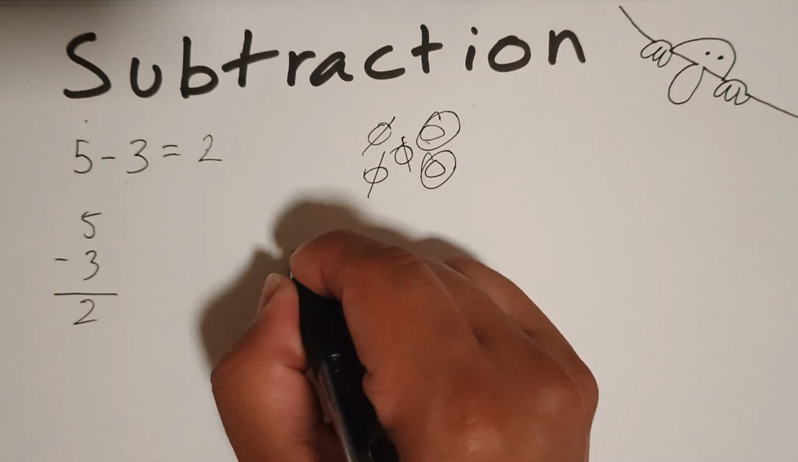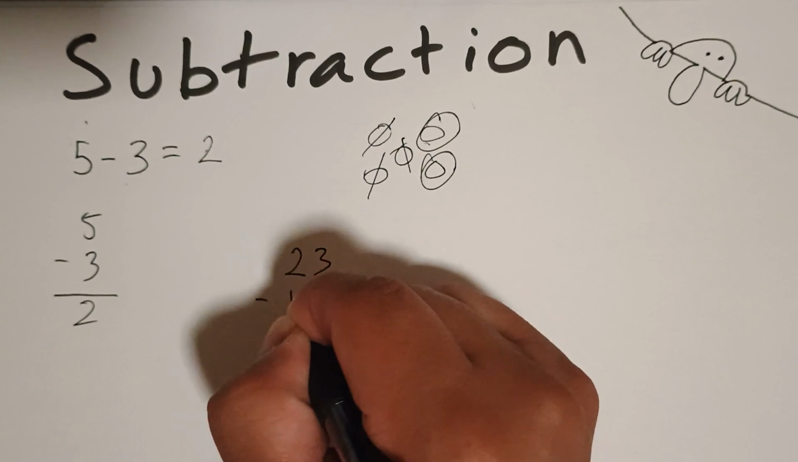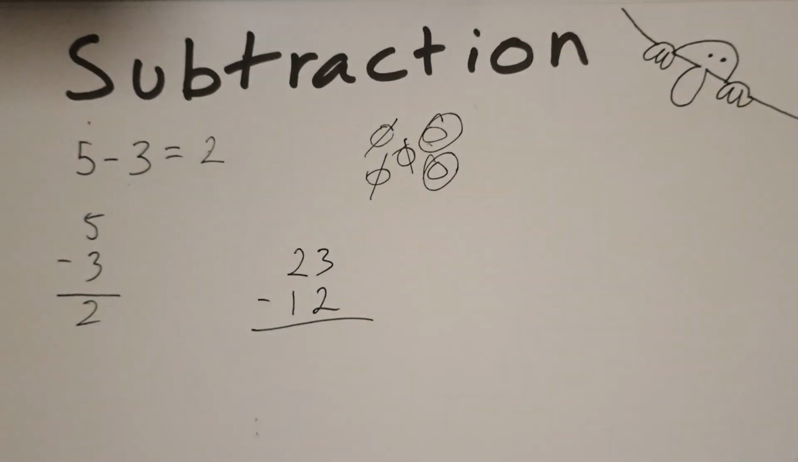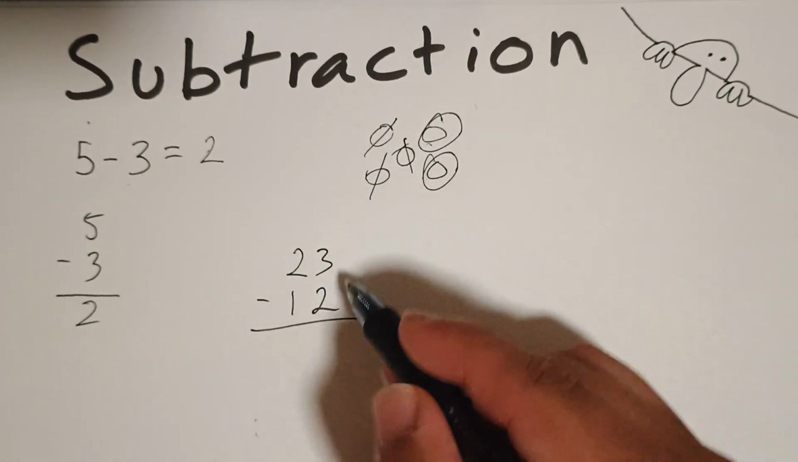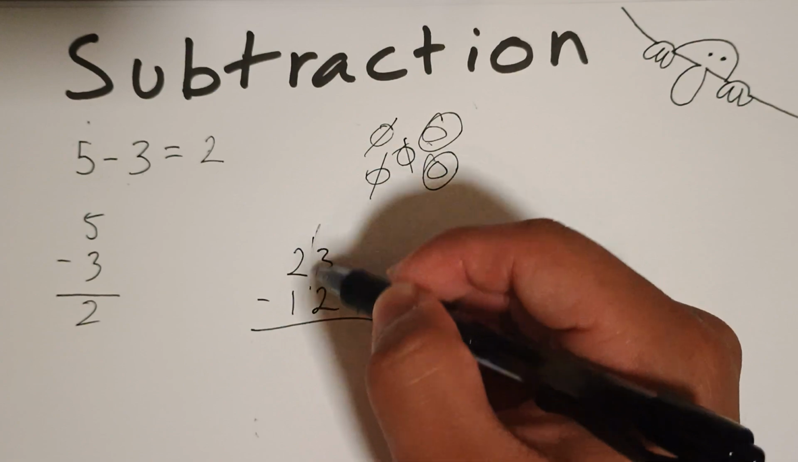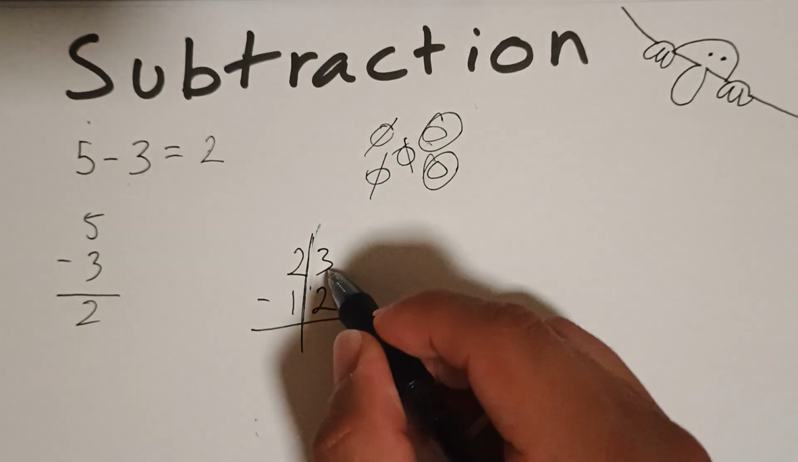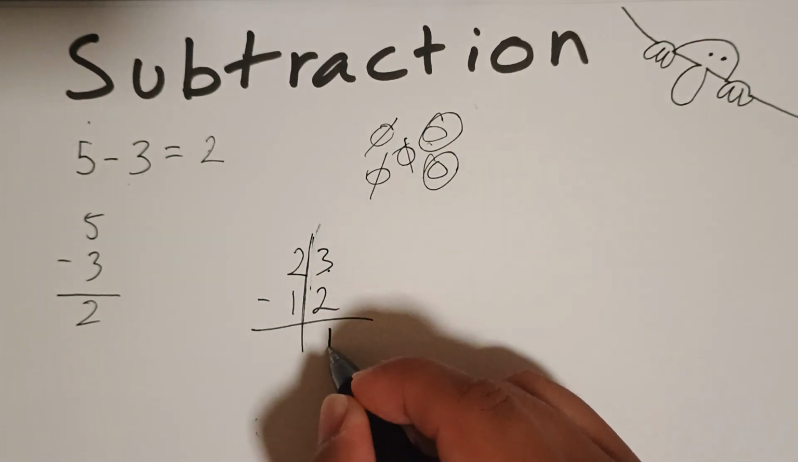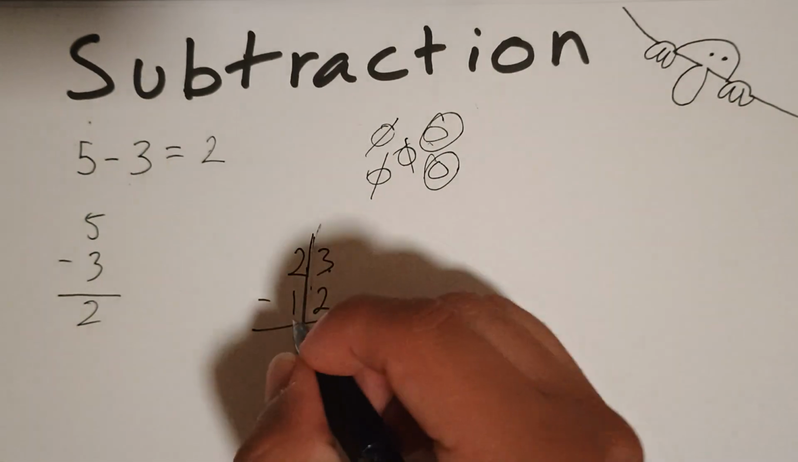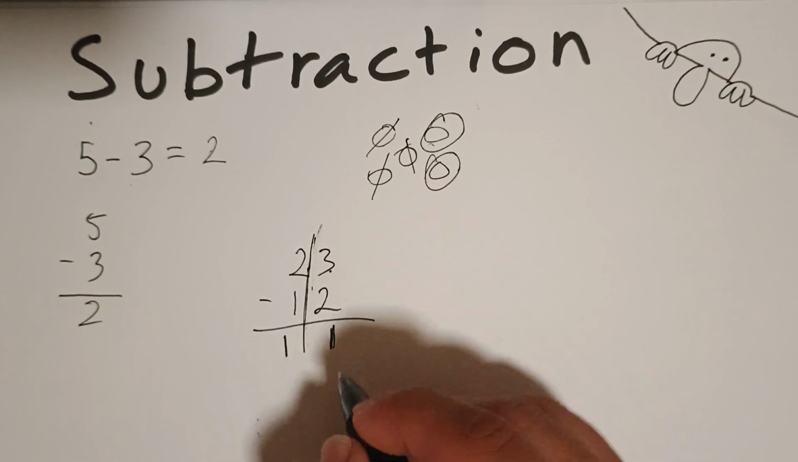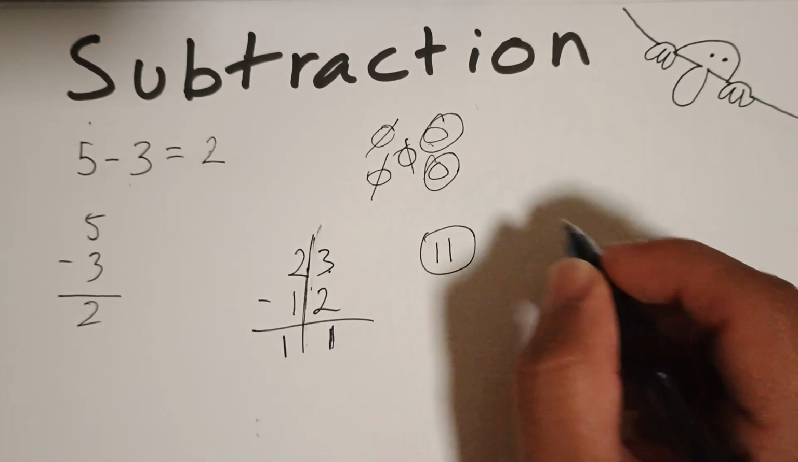If we had bigger numbers, like let's say we had 23 minus 12, the way you would do this is you would look at it individually, like a column. You're gonna do three minus two. It's gonna be one. And then two minus one is just one. And we're left with 11. So our answer is 11.